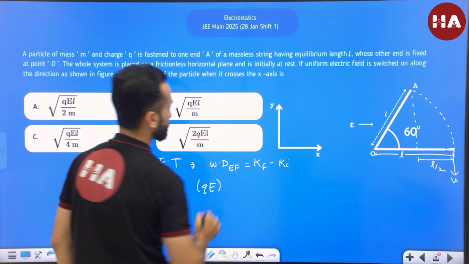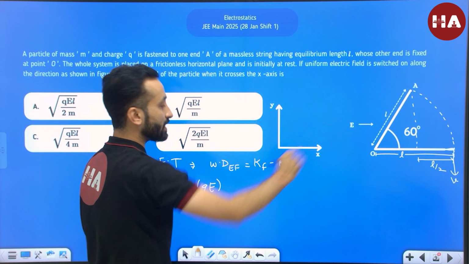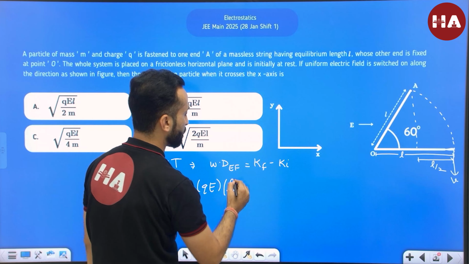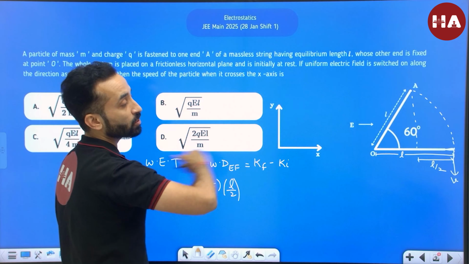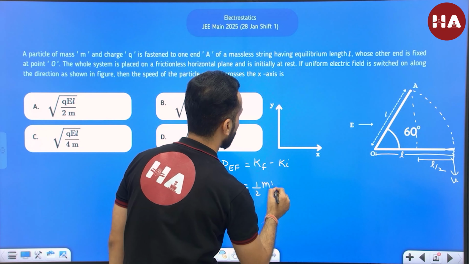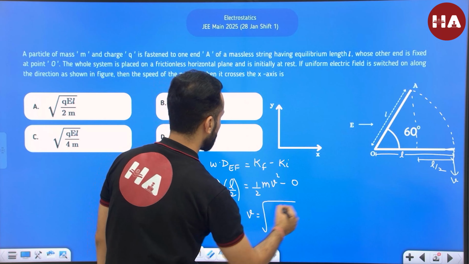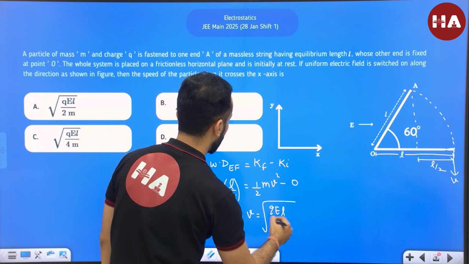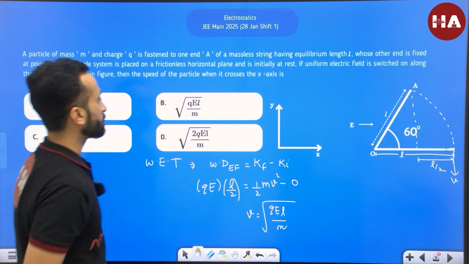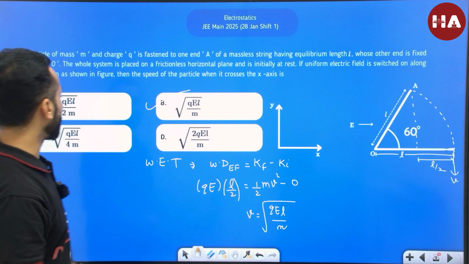Now what is the electric force? It is qE, and what is the displacement along the electric field? It is going to be L by 2, right? It's only the displacement along the x-axis, and this is going to be half m v final square minus 0, and 2 and 2 cancel out. So this is going to give me v equals root of qEL over m, right? So the correct answer here clearly is option B, my dear students.